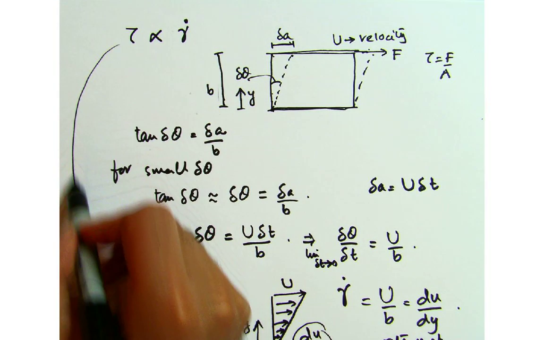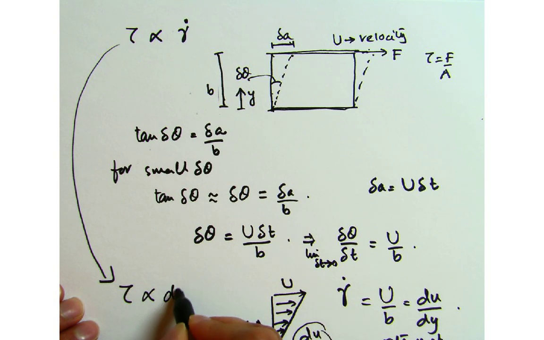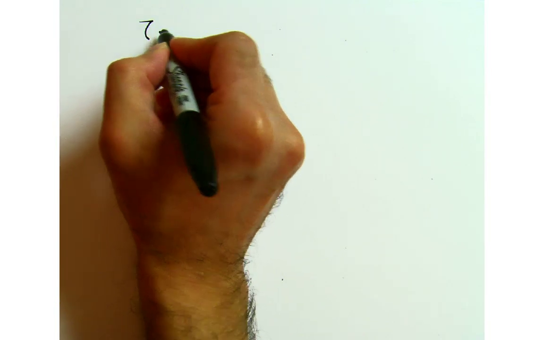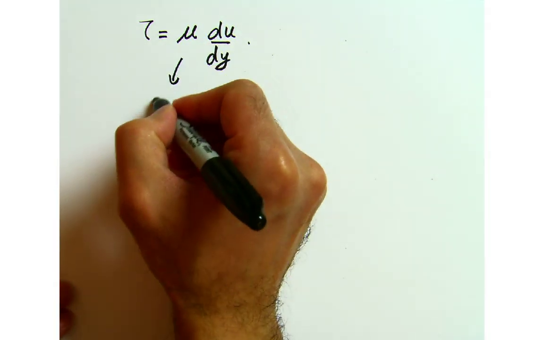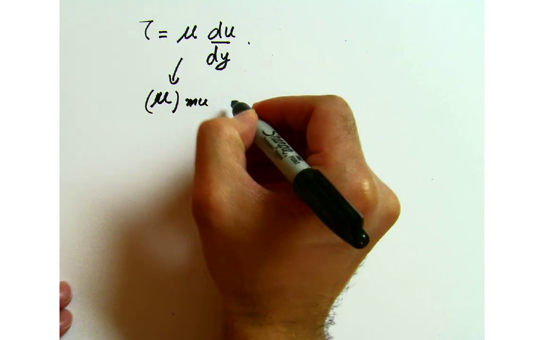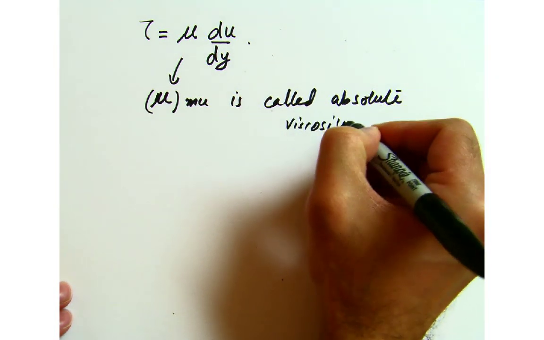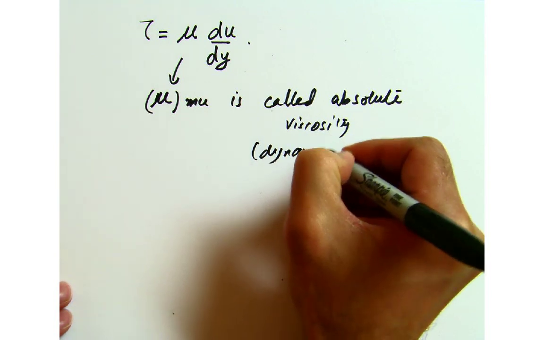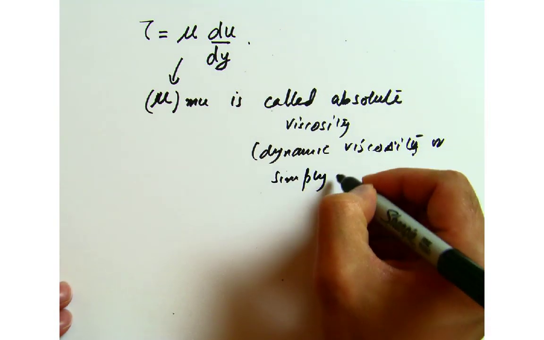And what we defined earlier, tau, is directly proportional to du over dy, and when I remove this proportionality sign, I make it equal to a constant, which will be our viscosity. So tau equals mu du over dy, where mu is called the absolute viscosity. It has other names too. It is also known as the dynamic viscosity, or simply viscosity.